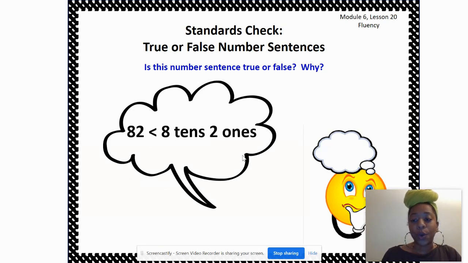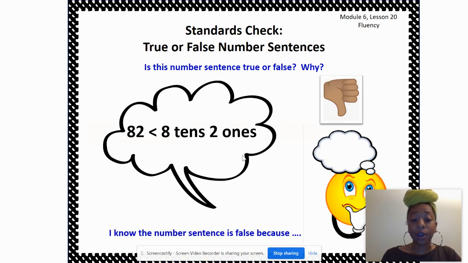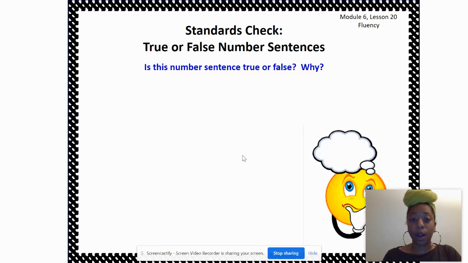Is this number sentence true or false? 82 is less than 8 tens, 2 ones. Let's look at both numbers: the number in standard form, 82, and the number in unit form, 8 tens, 2 ones. Is 82 less than 8 tens and 2 ones? Thumbs down. That can't be right because 8 tens and 2 ones is the same as 80 plus 2, and 80 plus 2 equals 82. I know this number sentence is false because 82 equals 8 tens, 2 ones. Nice work.